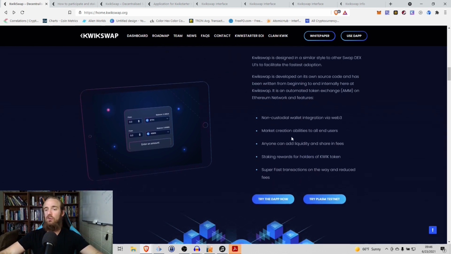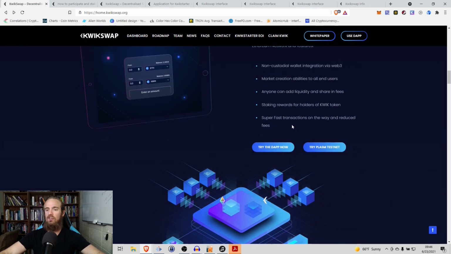It allows market creation abilities to all end users, so you can list your own token on Kwikswap simply by providing the token as well as a corresponding amount of Ethereum liquidity, staking rewards for holders of KWIK tokens, and then super fast transactions on the way and reduced fees.